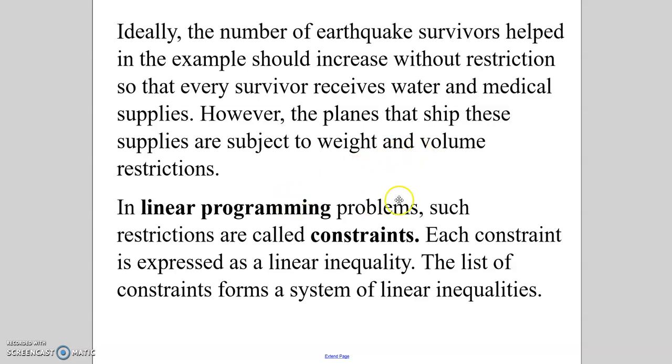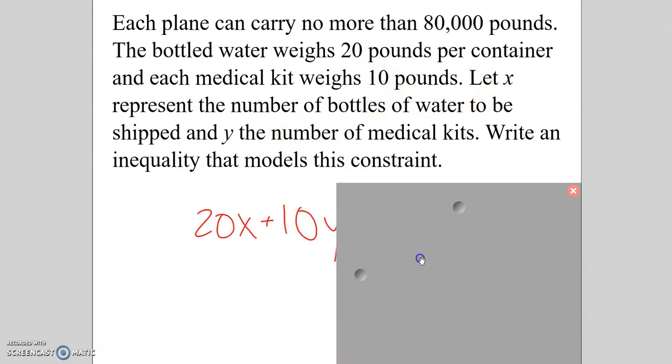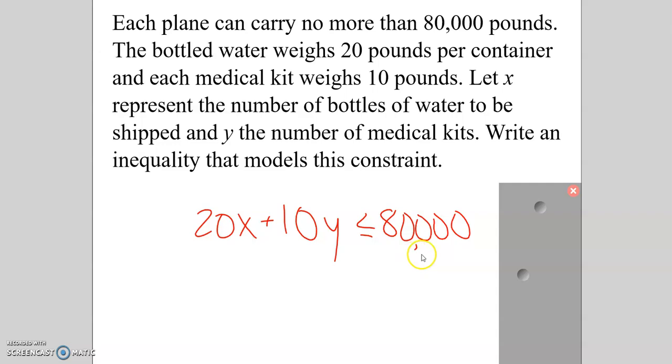So in linear programming problems, these restrictions are called constraints, and each constraint is expressed by a linear inequality. The list of constraints then forms a system of linear inequalities. So, for example, each plane can carry no more than 80,000 pounds, and the bottled water weighs 20 pounds per container, and the med kits weigh 10 pounds each. So if X is the number of bottled waters and Y is the med kits, write an inequality that models this constraint. So basically 20 pounds per bottle of water is 20X, 10 pounds per med kit is 10Y. If I add those together, that can be no more than 80,000. So we can see here we've got 20X plus 10Y less than or equal to 80,000.